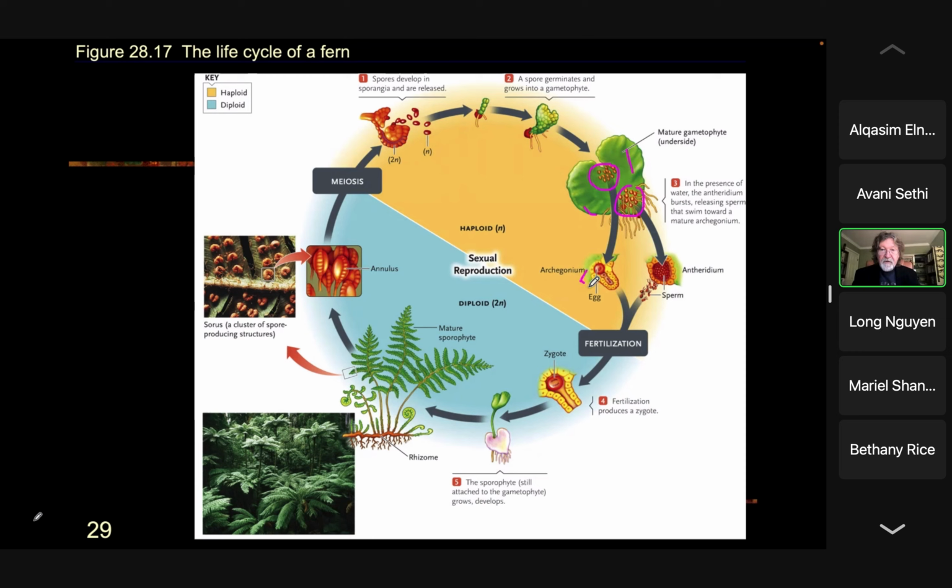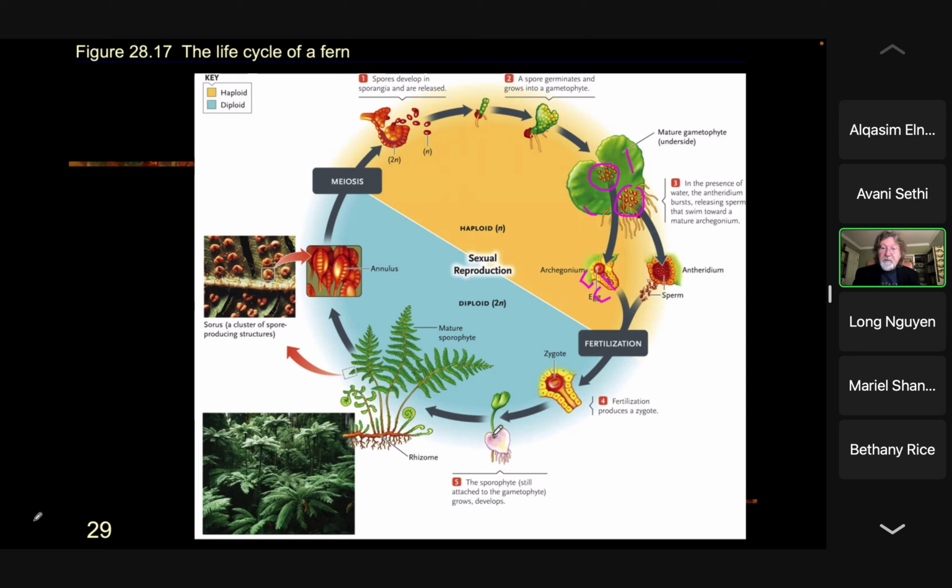You still have a venter and a neck that's still there, but the sperm has to swim, digest its way through the neck, and it'll come in and fertilize. And with fertilization, we now have a diploid zygote, which grows into an embryo that is attached to the archegonium and getting all of its nutrition. Now, this is a sporophyte, and it's getting all of its nutrition from the gametophyte.